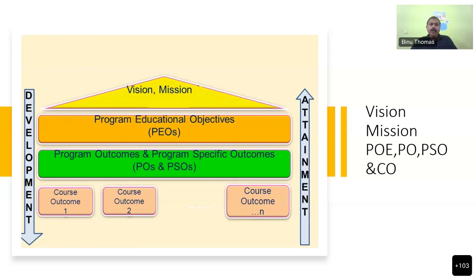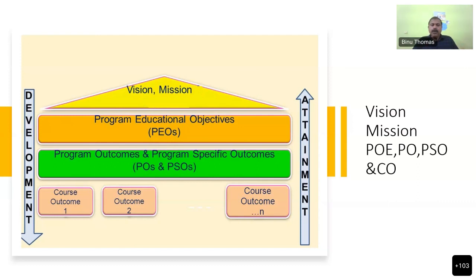And from the program educational objectives, we need to define the program outcomes and program specific outcomes. Program outcomes and program specific outcomes say what skill sets, what abilities, what attitudes our students will have at the time of graduation. So with these skills and abilities, we are sending them to the society. The program outcomes and program specific outcomes have to be derived from the program educational objectives.